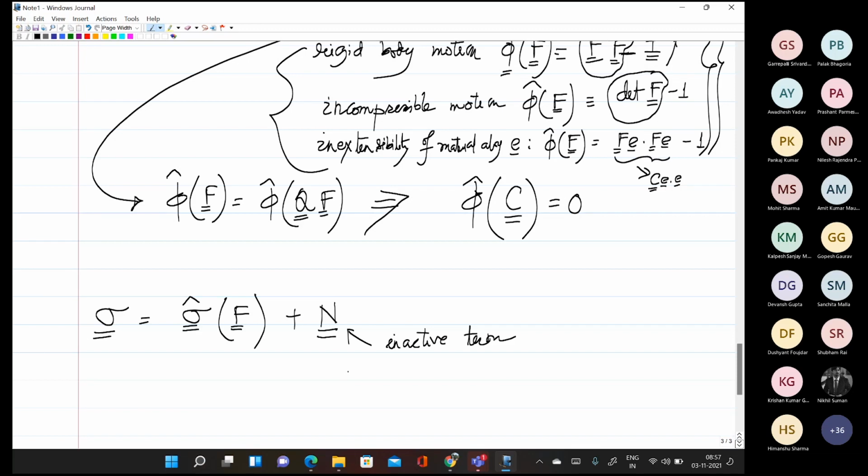And this inactive term, because it is not doing any power, must be such that this N double contraction D is equal to 0, right? Because what is power? It is sigma double contraction D, no? So N double contraction D must be equal to 0. No power.